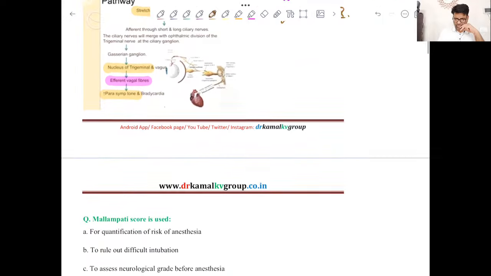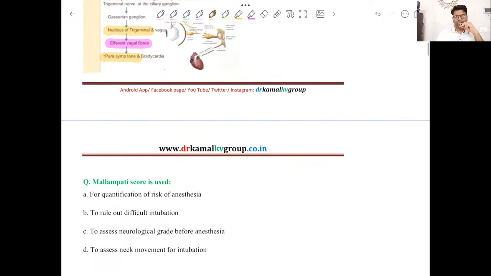Okay, chalo, next question, and this question I think all of you must be knowing, and it has been repeated in almost every exam every year, right? So Mallampati grading or Mallampati score. So I think most of you must be able to answer this particular question about Mallampati grading.